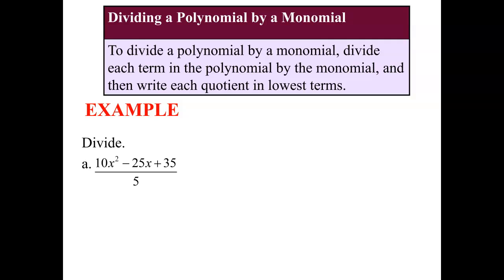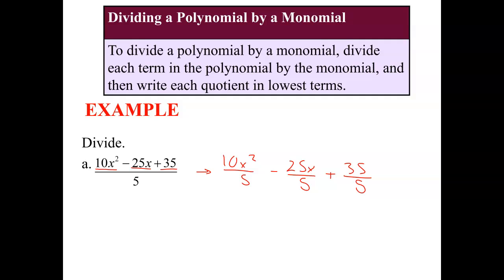When we divide by a monomial, we are just going to take each term in the numerator and simplify it with the denominator. When we have a monomial denominator, we can rewrite this as 3 separate fractions for each of the terms in the numerator. I can rewrite this as 10x squared over 5 minus 25x over 5 plus 35x over 5.